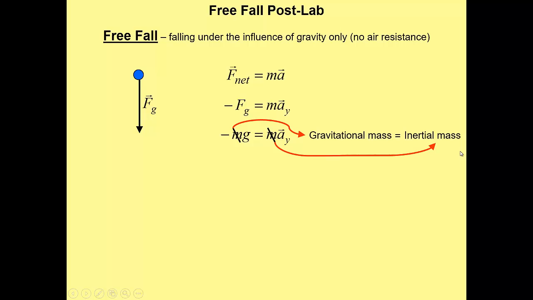In fact, this is such a deep idea that it's one of the basic postulates of Einstein's general relativity. General relativity is that whole curved space-time, black holes, all that kind of stuff. And one of the basic postulates is that this is actually true: that gravitational mass and inertial mass are the same thing. So it's a very deep idea. For us, we're just going to cancel it out.